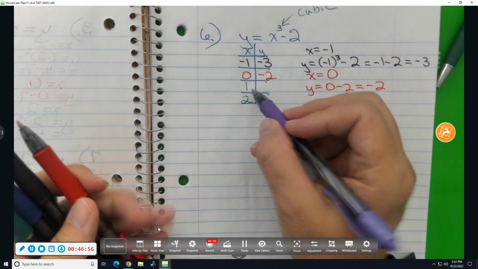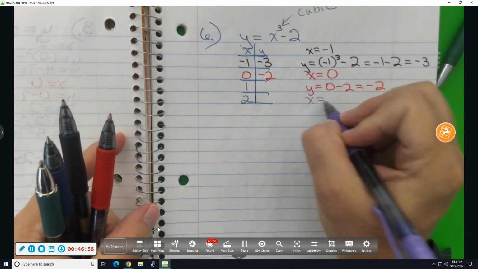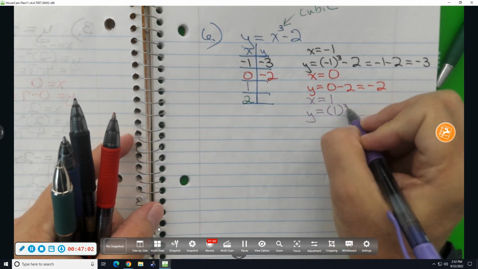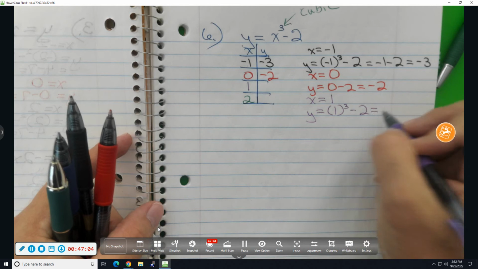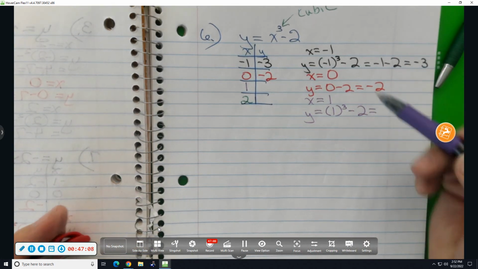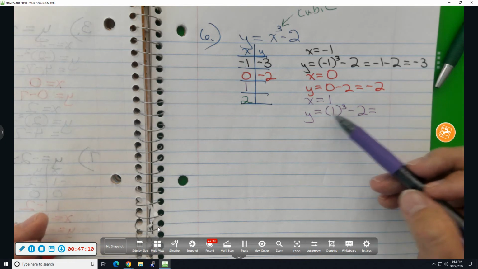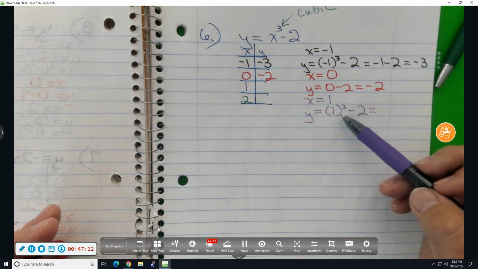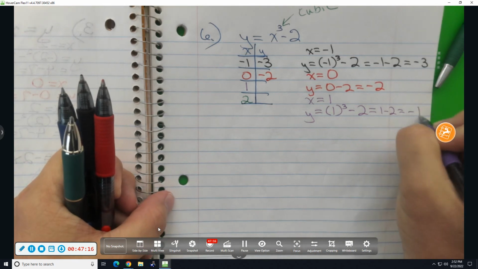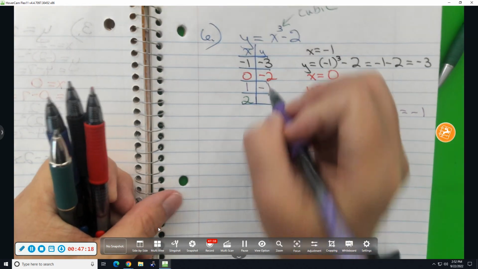Oh, a +1. 1 times itself is just 1, no matter how many times. So it's just 1 minus 2, which equals y equals -1. I agree. 1 cubed, 1 to any power is still 1. Minus 2 gives me a -1 y value.